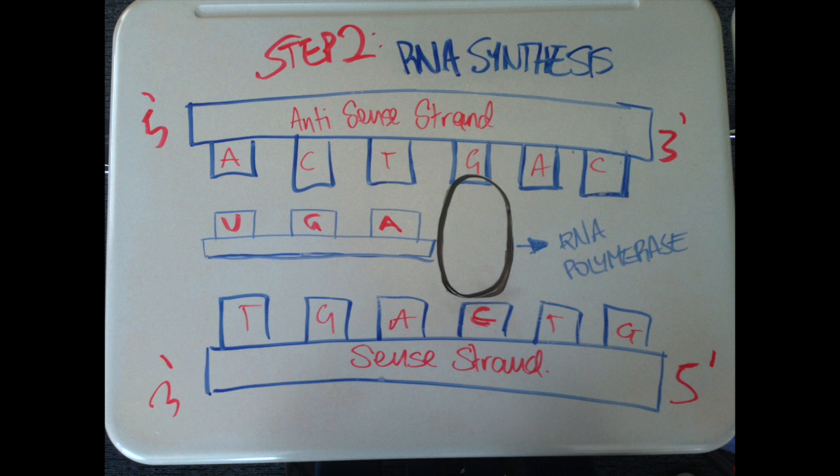In step 2 of transcription, an enzyme called RNA polymerase constructs the mRNA by replicating the DNA antisense strand in a 5' to 3' direction. RNA polymerase uses complementary base pairing in order to create mRNA. It is important to keep in mind that in RNA, thymine is replaced with uracil, and the base pairs are guanine with cytosine and adenine with uracil.